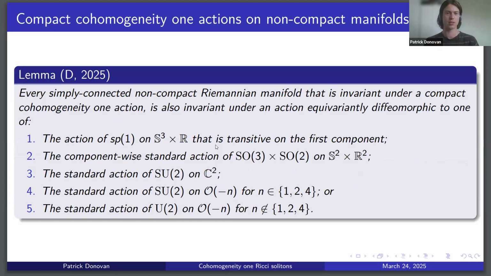So if I start with a simply connected non-compact Riemannian manifold, and let's say it's invariant under a cohomogeneity one action, then it's necessarily equivariantly diffeomorphic to being invariant under one of these. Now, in this first case, I have the action which is homogeneous on the first component, and I have a real line factor. In particular, this is not connected at infinity. So it looks like a cylinder.